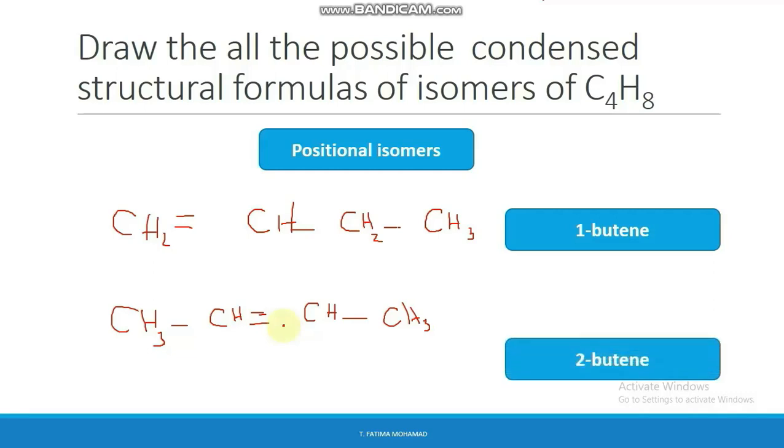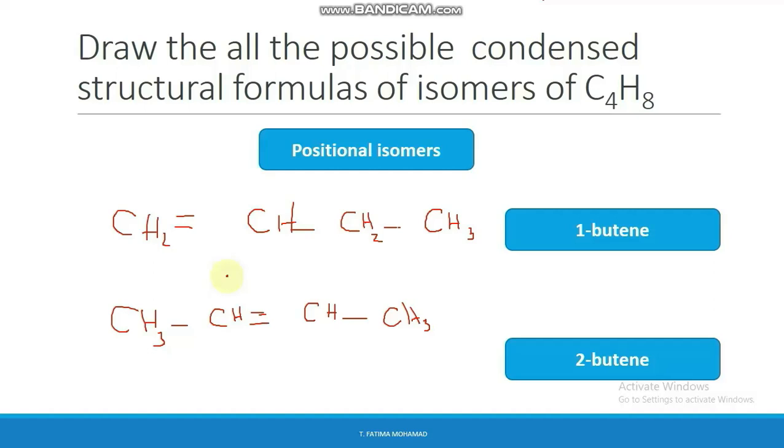Can we do other positional isomers? Let's say, for example, we put it here. It's the same. It will be the same as the first one. Okay? So these are the 2 positional isomers. Now, after writing the positional isomers, we should go to the skeletal isomers.